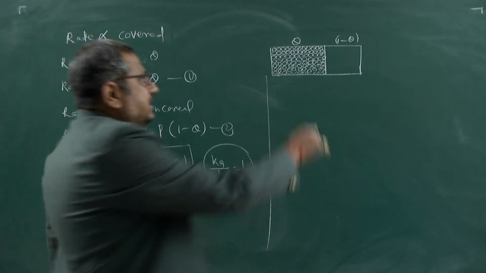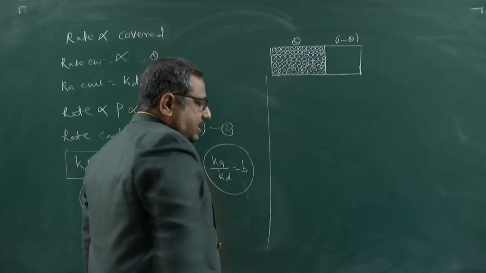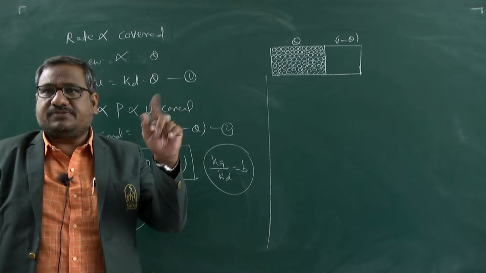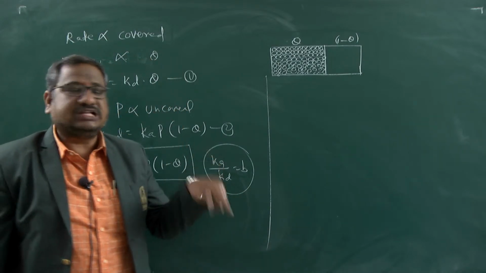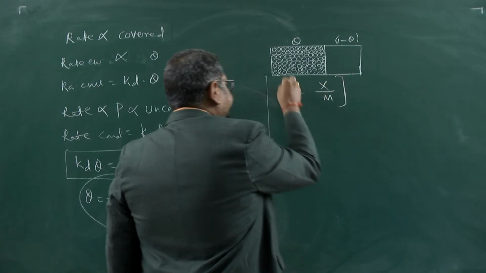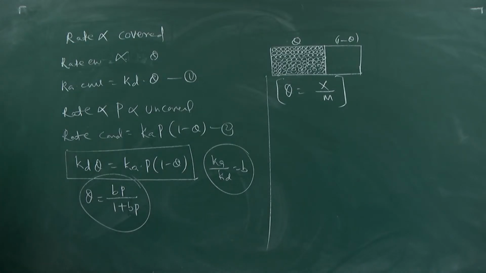Covered area means here this is the solid surface and these particles are deposited. According to Freundlich adsorption, x is the mass of the gas material deposited, and m is the mass of the adsorbent. So theta is equal to x by m. Why are we representing x? X is the amount of the gas deposited, m is the mass of the adsorbent. That is the reason theta is equal to x by m.